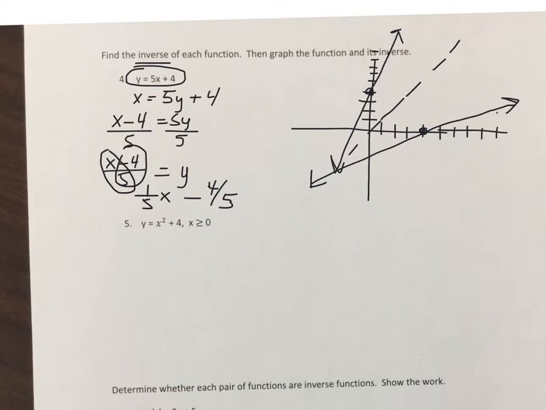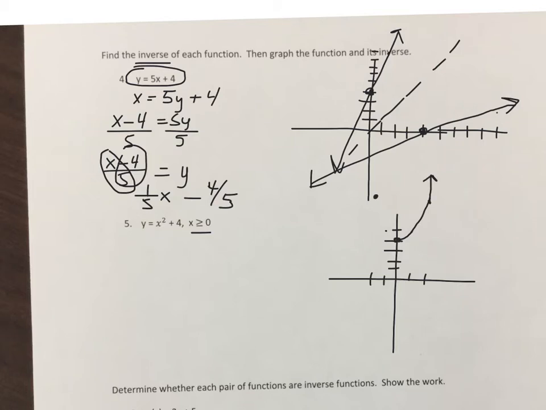Next one's a quadratic equation. This graph is a parabola moved up 4. I would go over 1 up 1, and then over 1 up 3, approximately right there. But since x is greater than or equal to 0, we would only be looking at this part of the graph.